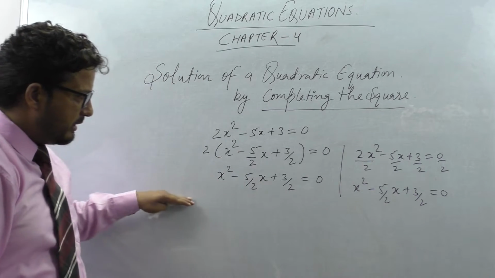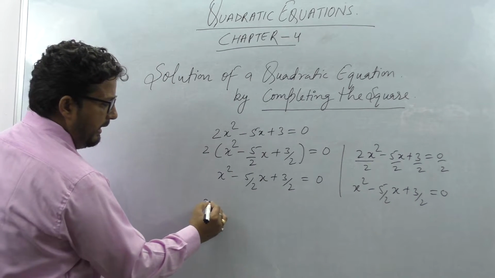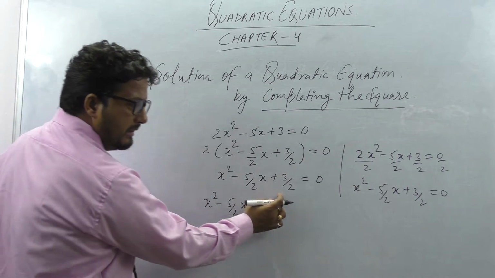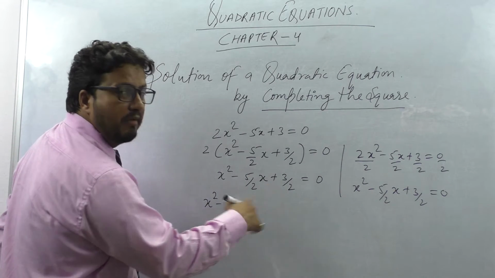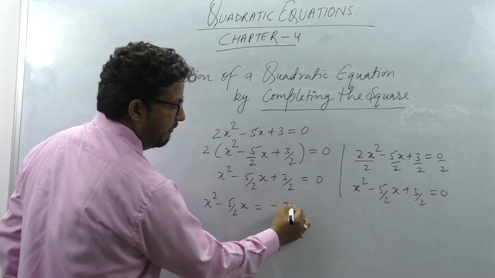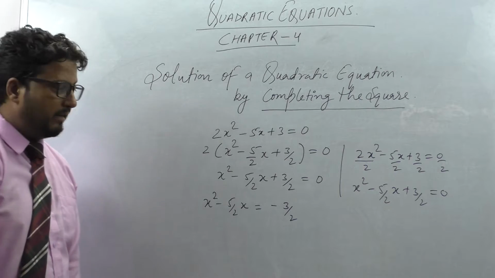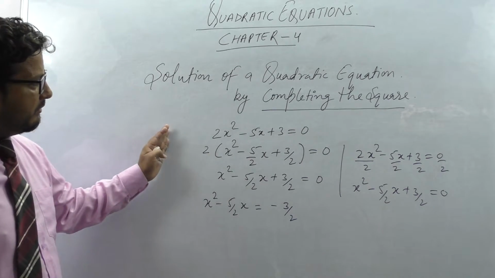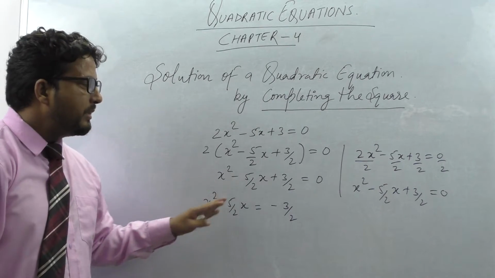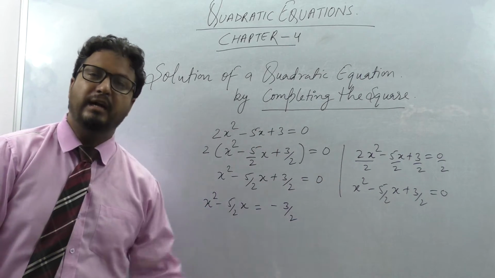Now, x square minus 5 by 2x will be kept as it is, and this c term we have to shift to the RHS. When we shift this value to that side, it becomes negative. Up to here, no confusion. Firstly we took common and made the x square term independent of the coefficient, then we shifted the c term to the RHS.